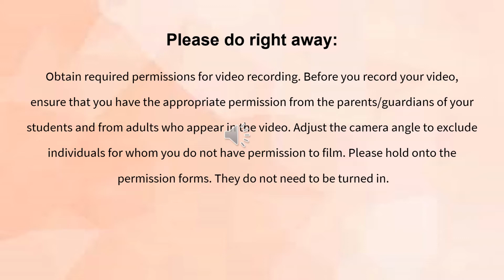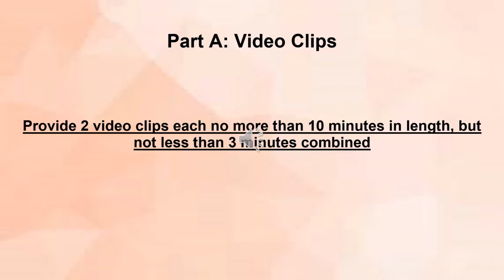You'll find the form that we use on your Blackboard course. For these videos, you want to make sure that you adjust the camera angle. If there are any students who did not give you the permission slip, make sure that we don't see them on camera. They can still be in class, but you can't see them or hear them.